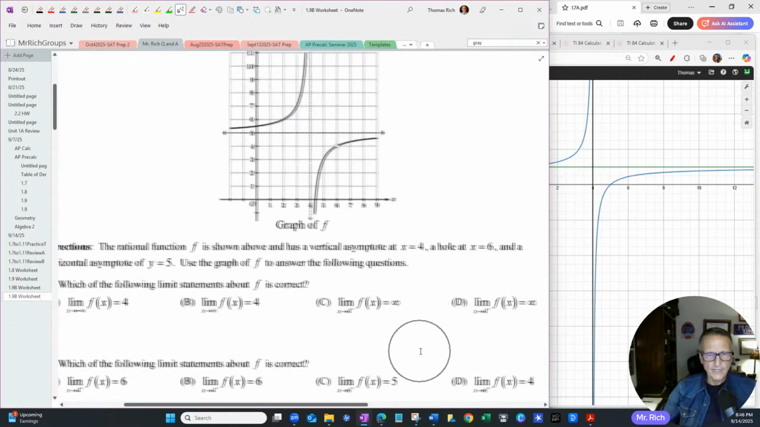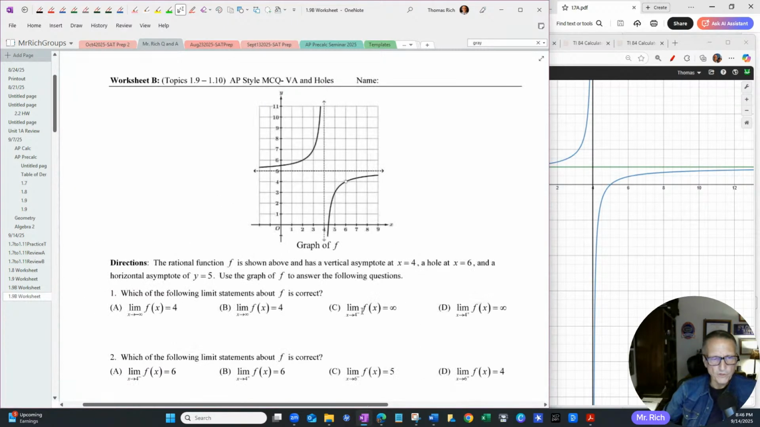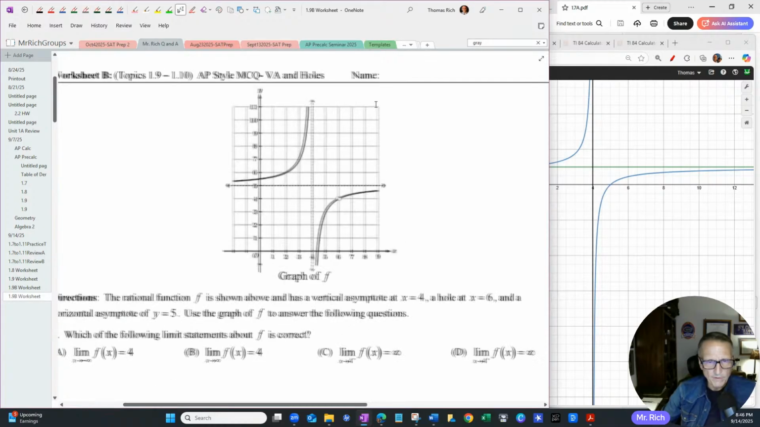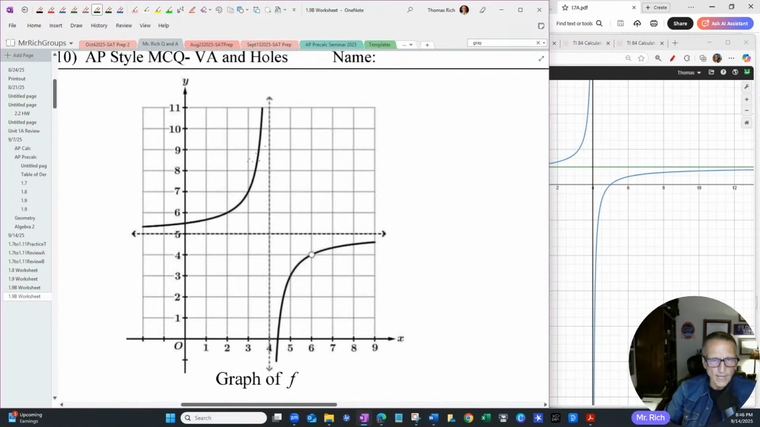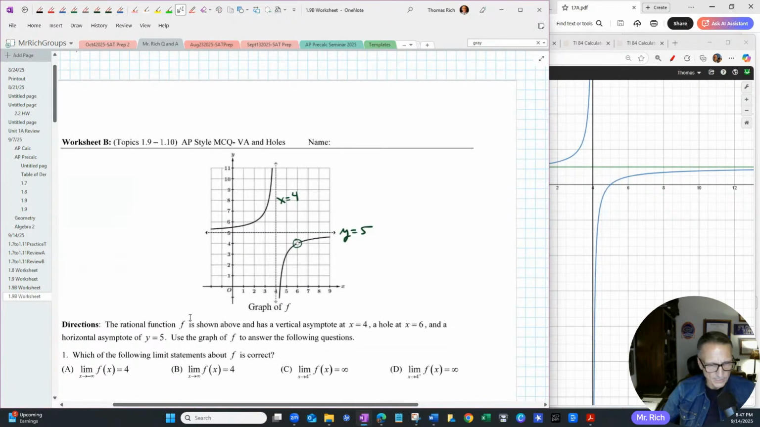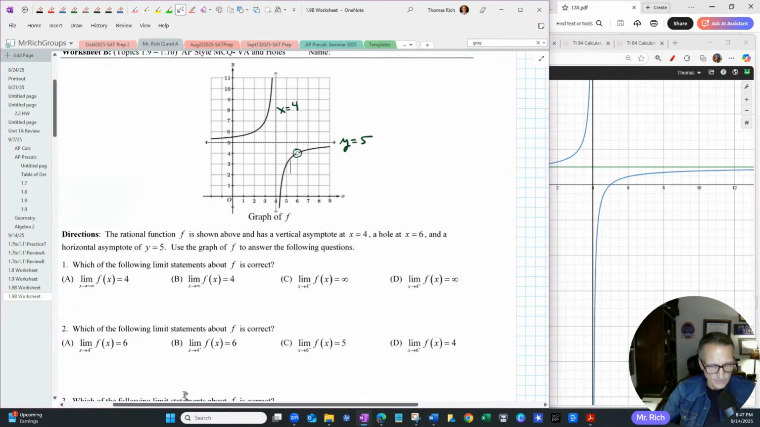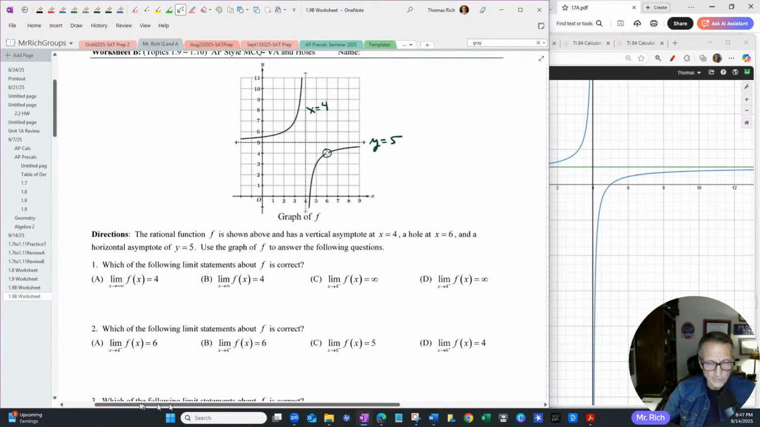Well, let's look at this. They give us a graph of a rational function. And you can see that there is, let's take a look at the graph and look at the features here. So you've got a vertical asymptote here at x equals 4. So that's the equation of the vertical asymptote. There is a horizontal asymptote at y equals 5. And then notice that there is a hole right here at x equals 6. And what they want is they say, which of the following limit statements about f is correct?